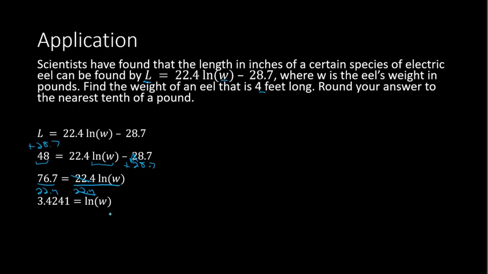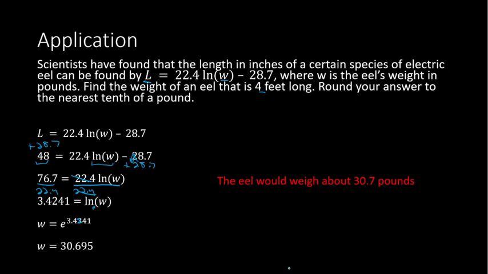Now at this point, we want to solve for W, but the W is inside the natural log. What we can do is convert into exponential form, where the natural log has an assumed base e. So we have e to the 3.4241 power, that would equal W. That should be a 2, I believe, so 2 right here. So we raise it to that power, and then just type that in your calculator, and we're going to get 30.695. So that means that an eel with a length of 4 feet would weigh about 30.7 pounds.